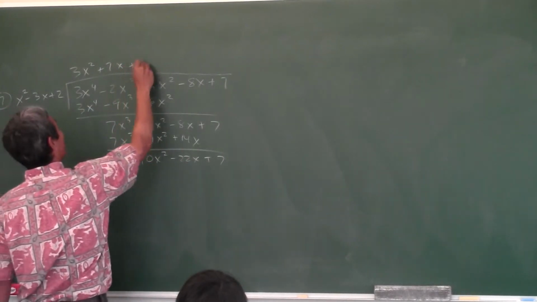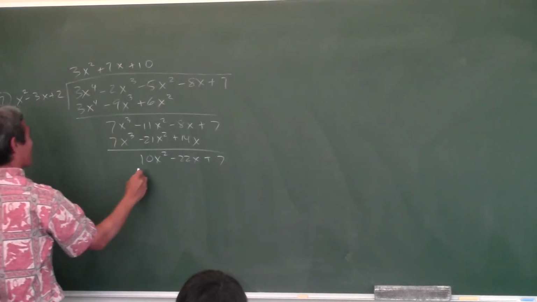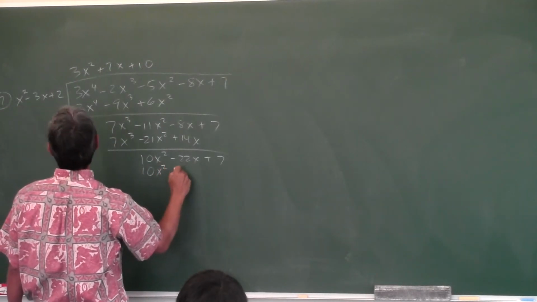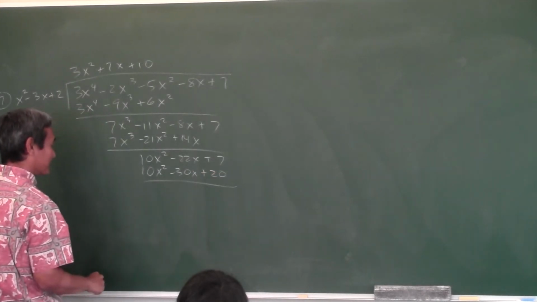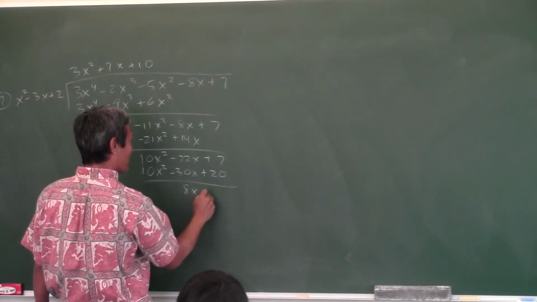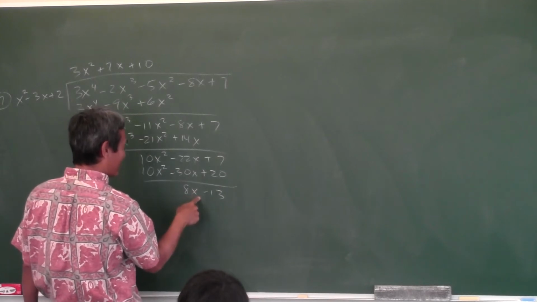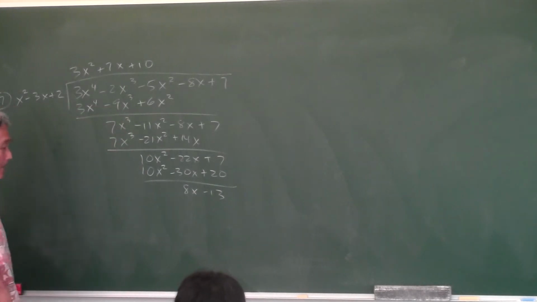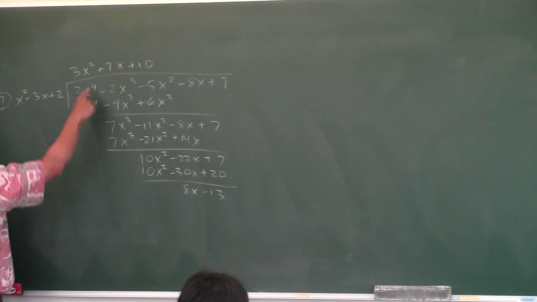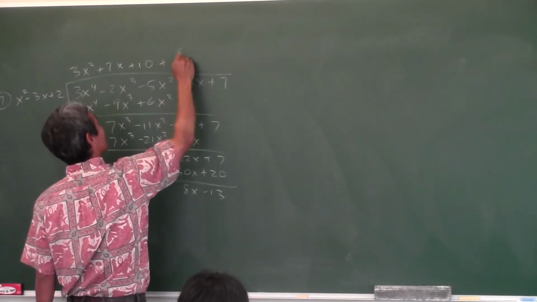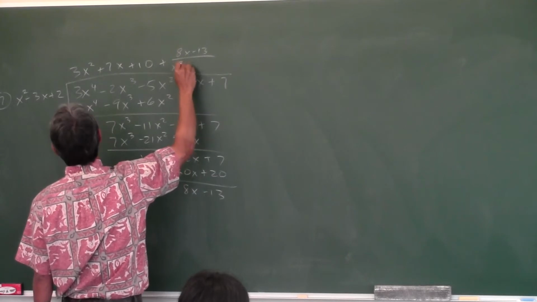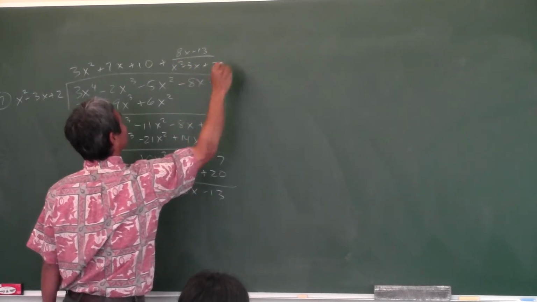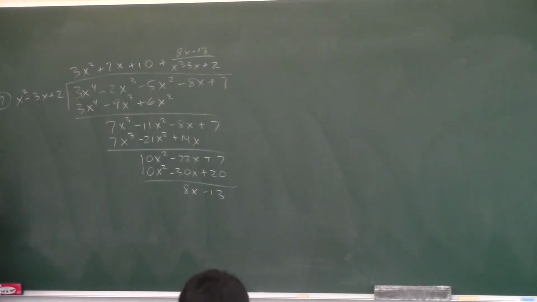10. So 10. Multiply that times the divisor. 10x squared minus 30x plus 20. Subtract. 8x minus 13. And when the degree of this is smaller than the divisor, that's the remainder. So your answer is the quotient plus the remainder over the divisor. Like that, just long division.